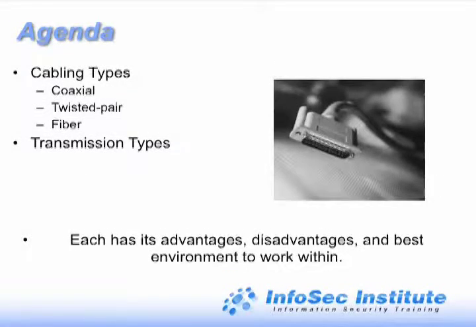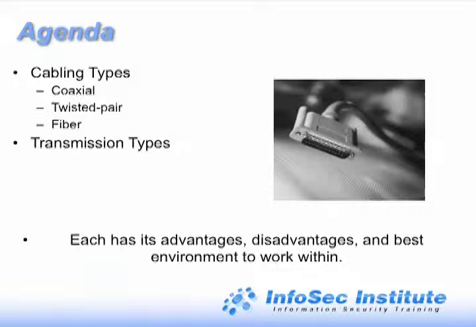Okay, network devices and services. We're also going to cover telecommunication protocols and devices, remote access methods and technologies, and of course, fault-tolerant mechanisms. Okay, agenda. We're going to cover cabling types: coaxial, twisted pair, and fiber.